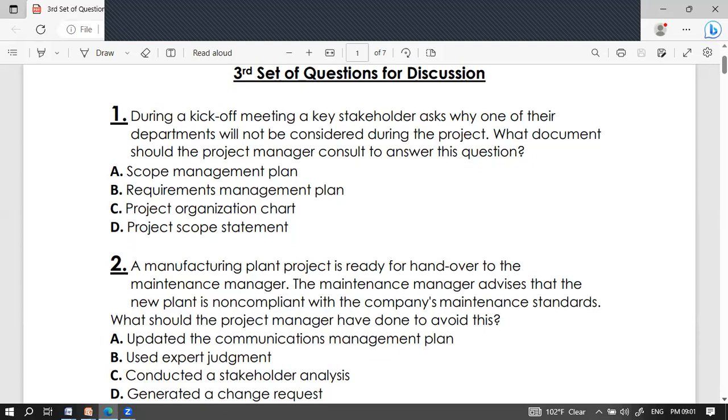Scope management plan. Okay. Any other? A key stakeholder is asking why one of the departments will not be considered during the project. What document should the project manager consult to answer this? So she came with a scope management plan.